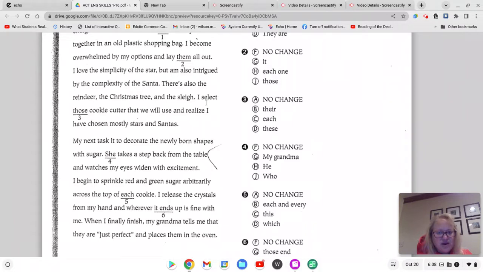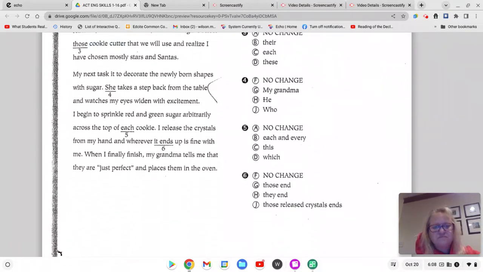Down here for number 3, I select those cookie cutter that we will use. Okay, so again, cookie cutter is what we're talking about, and that's singular. Those is plural, so that's not going to work. There, I selected there, that's possessive, that doesn't make any sense. I select each, that's singular. I select these cookie cutter, that doesn't sound right either. We're going to go with I select each cookie cutter that we will use.